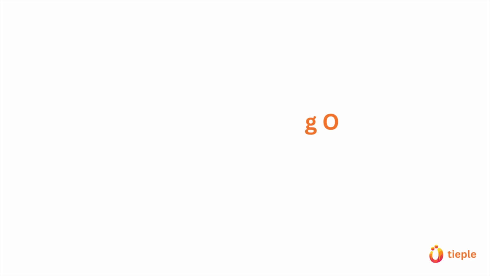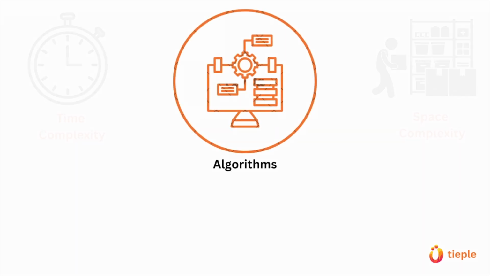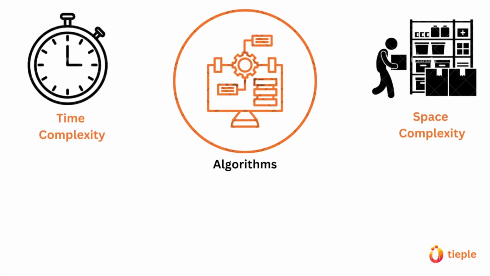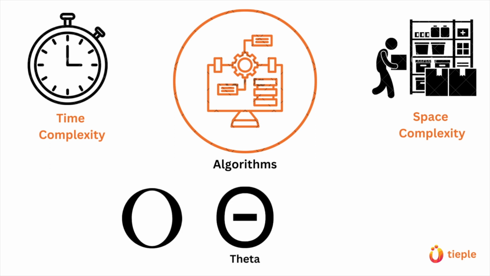Stepping into big O. Fine, let's break it down. When you start digging into time and space complexity of algorithms, you'll come across terms like big O, theta, and omega. Don't stress, it's not as complicated as it sounds. Let me explain with a simple example.